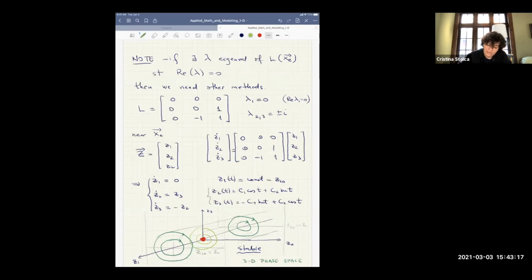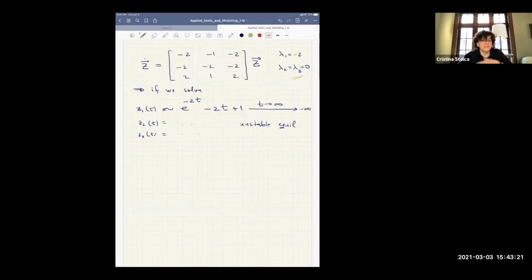And that's for an eigenvalue to be zero. This one has two eigenvalues zero, and if I change the sign up here, it might go to plus infinity. For example, if I had lambda 1 equal to 2 and lambda 2, 3 equal to zero, I would get z1 of t like e to the 2t, minus 2t plus 1. This one will go to infinity as t goes to infinity, because the exponential dominates the polynomial. So this would again be an unstable equilibrium, but it's a different kind of instability. One distinguishes between these. So that's the thing, guys.